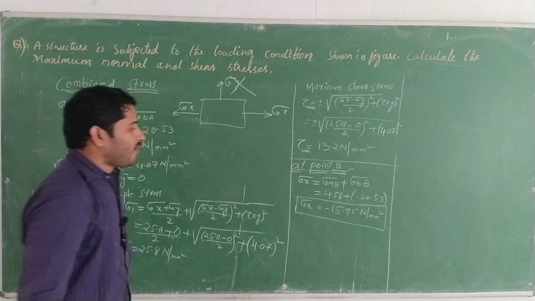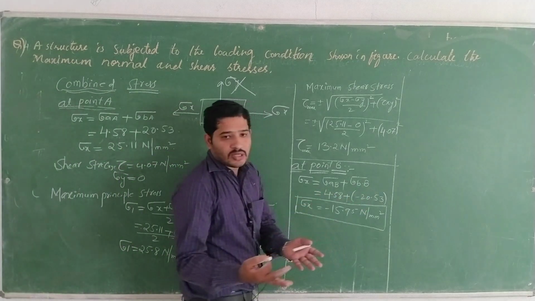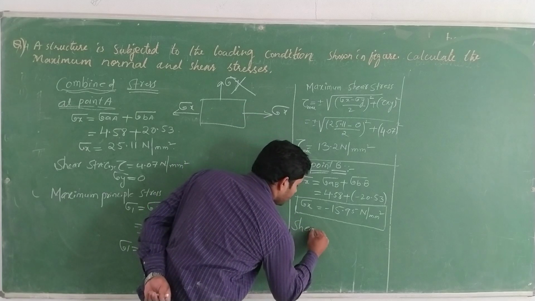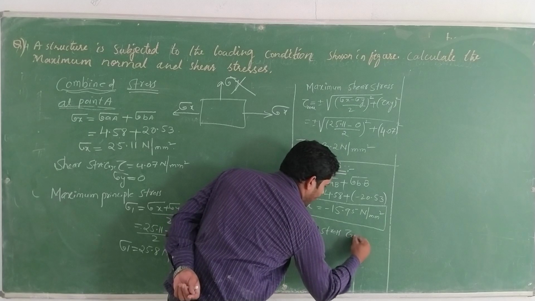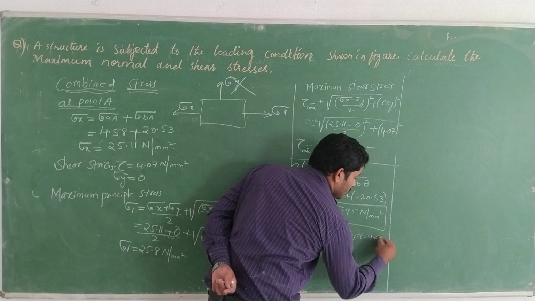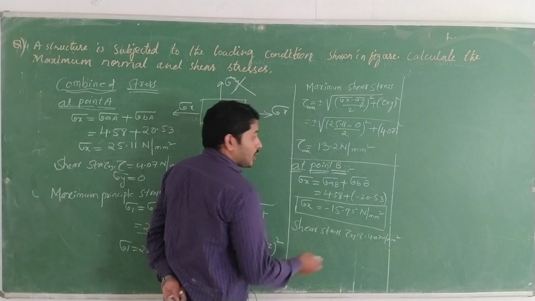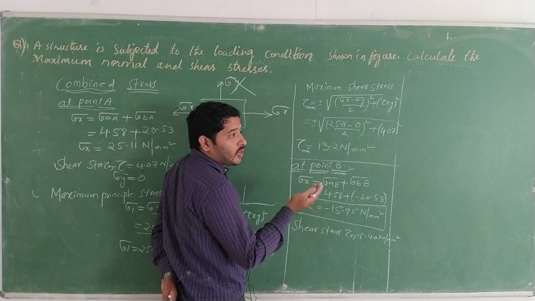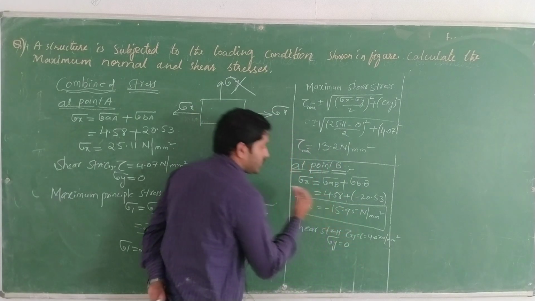Okay dear, again we need to find the maximum shear stress. The shear stress value, tau xy, is given as 4.07 Newton per mm square. Then sigma y: because there is no biaxial stress, you have to consider it as 0. Sigma y equals 0.